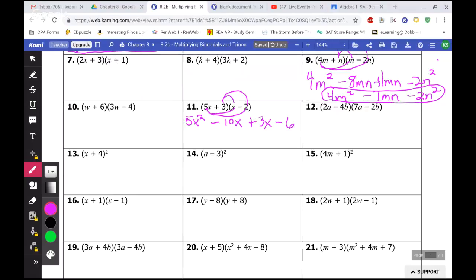So now all of our multiplying is done, because that's the first step. The FOIL step is the multiplying step. And once we've got that done, now we do our combining step, or adding, subtracting step. So we're combining like terms. And if we've done FOIL correctly, the two terms that can be combined are the middle ones. So that's 5x squared. And then negative 10x plus a positive 3x is a negative 7x, and then minus 6.